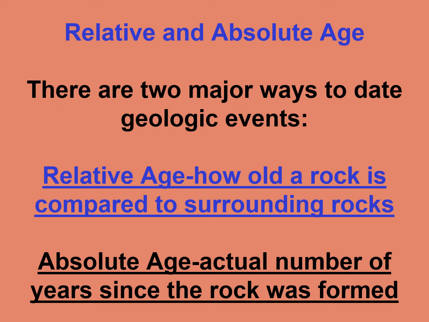Absolute age is the actual number of years since the rock was formed. I try to remember that by saying, I am absolutely 50 years old. You are absolutely 25 years old. She is absolutely 19 years old. So an absolute age is what age you actually are. Relative age is comparing your age to something else.